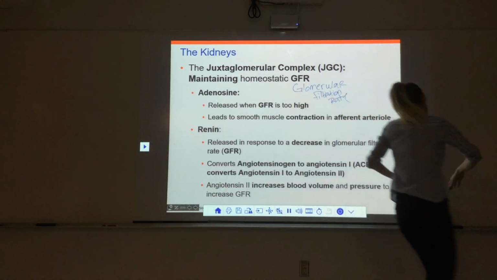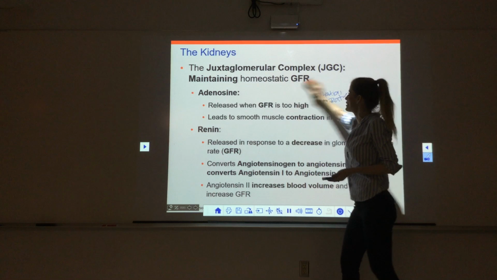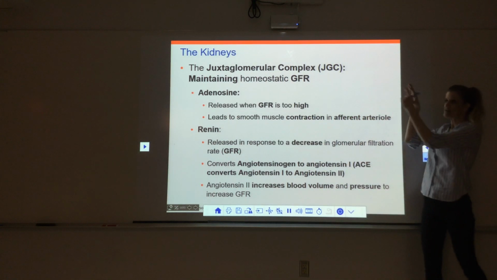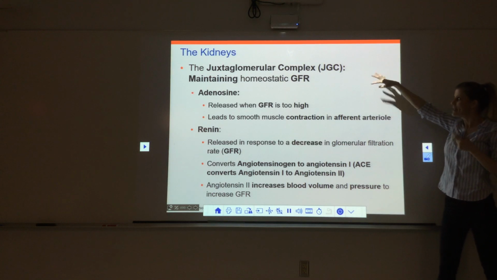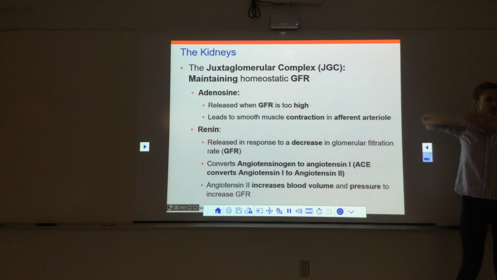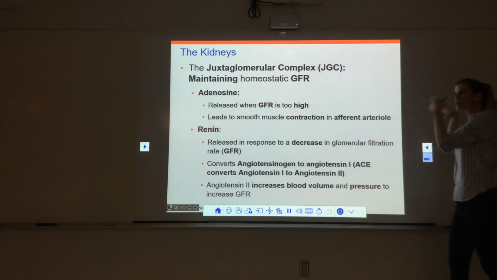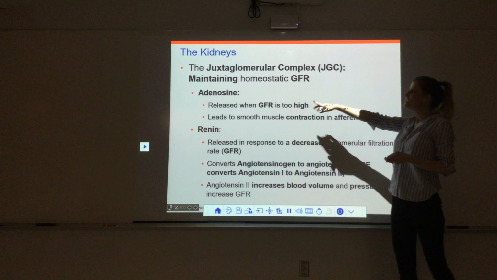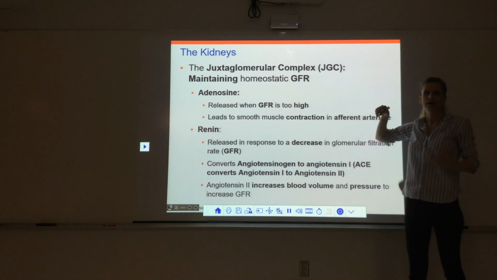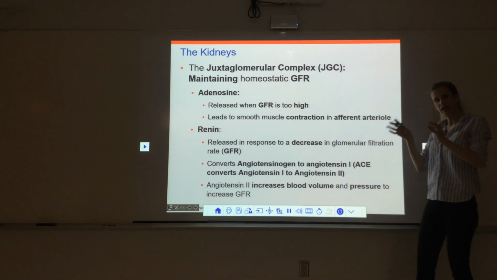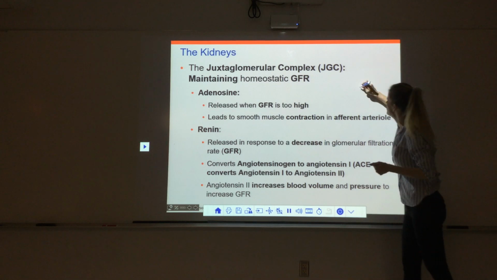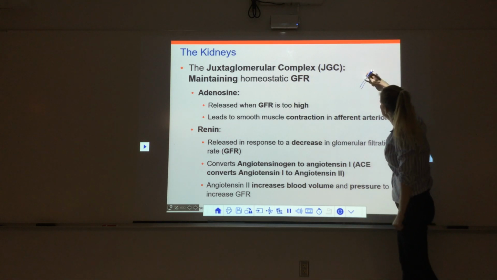So adenosine, again, we said is a paracrine factor. So it's released right from that juxtaglomerular complex, and it just travels through the interstitial fluid and works right in that area. Okay, so it's not traveling all over the body, it's just a little local paracrine factor. And adenosine gets released when glomerular filtration is too high. Again, that means there's too much pressure and we're damaging that filtration membrane. We're damaging those capillaries.